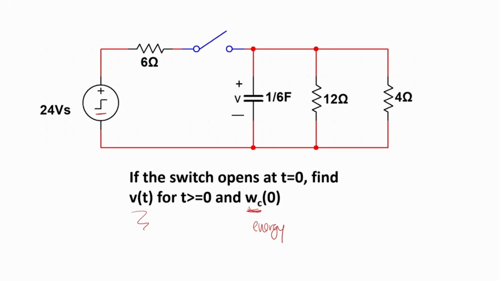So we have a constant voltage source, 24 volts over here, in series with a 6 ohm resistor. Then after that, a switch. And this switch opens at t equals 0. That's what they're telling us. So the switch opens at t equals 0.